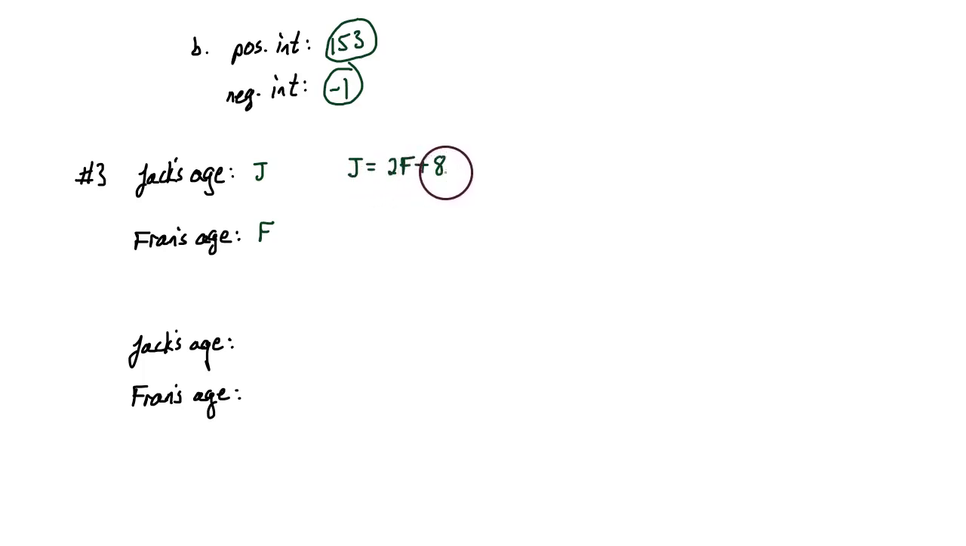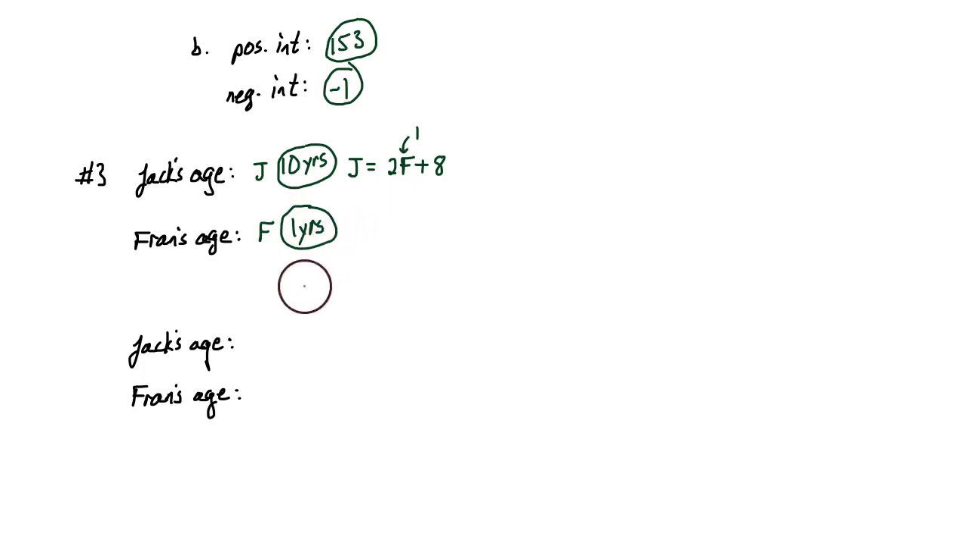It says to give two possibilities for their ages. Well, let's fill in numbers for F and figure out the corresponding values for J. What if Fran is 1 year old? How old's Jack? 2 times 1 plus 8 makes 10. So one possibility is Jack could be 10 and Fran could be only 1 year old.